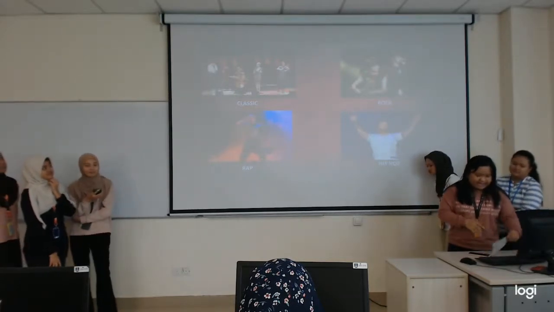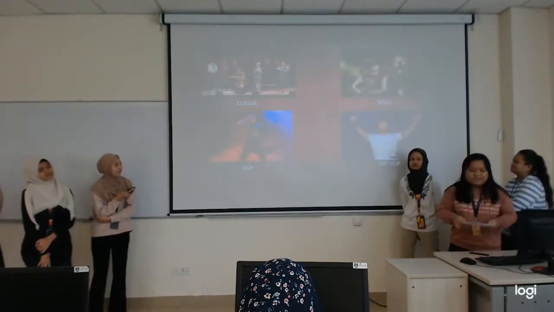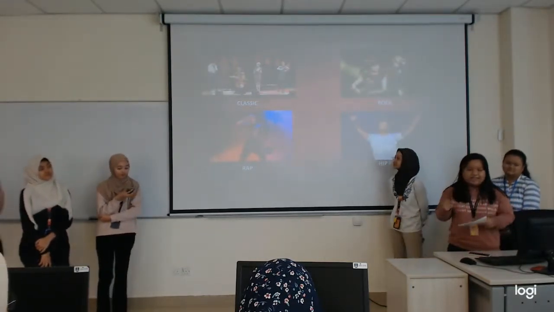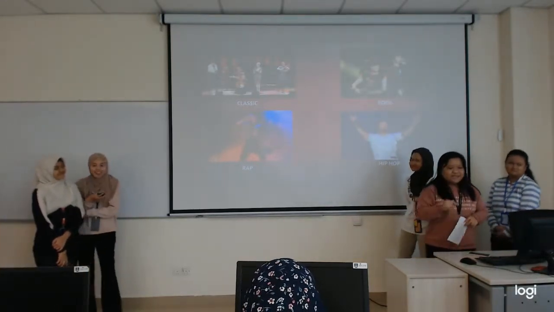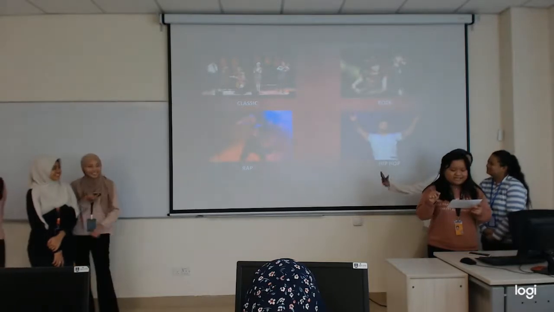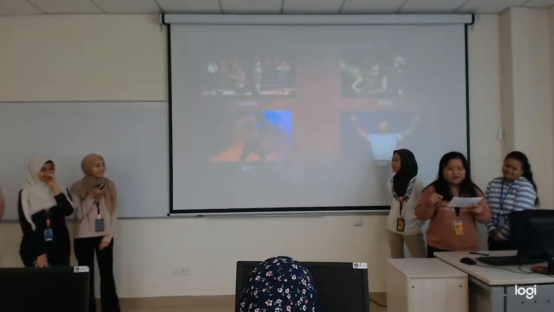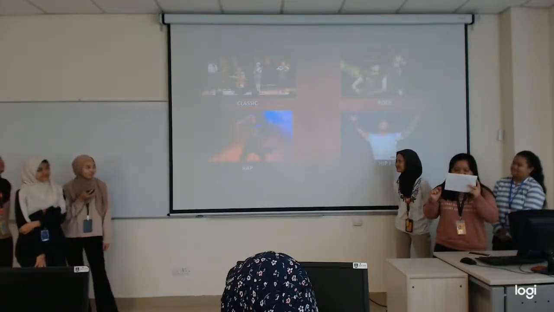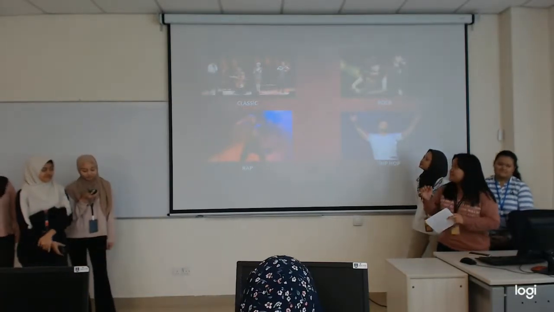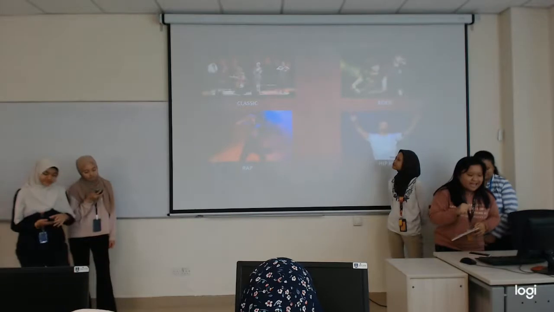Classic is a style of music composed especially in Vienna during the late 18th and 19th centuries. The second one is rock. Rock means a type of folk music that developed out of rock and roll, and it is based around amplified instruments, especially electric guitar or electric bass.